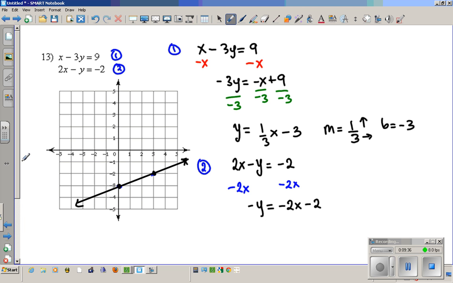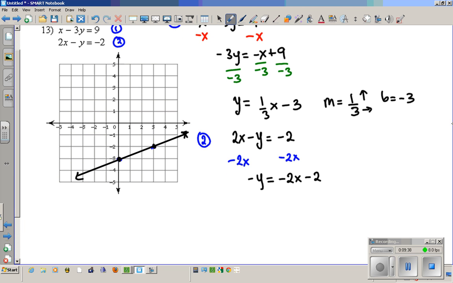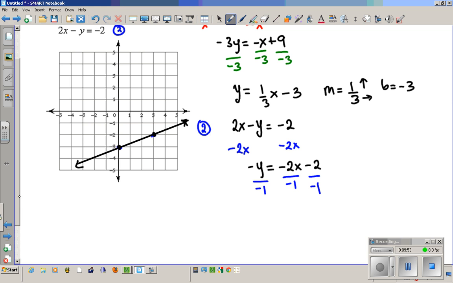And then we're going to have -y equals -2x minus 2. But this minus here is a problem. How do I get rid of this minus? I need to divide everything by what? -1, every single thing. So divide this by -1, divide this by -1, and divide that by -1. Alternatively, you can switch out the signs. So if I divide everything by -1, I'm going to end up with y equals 2x plus 2.